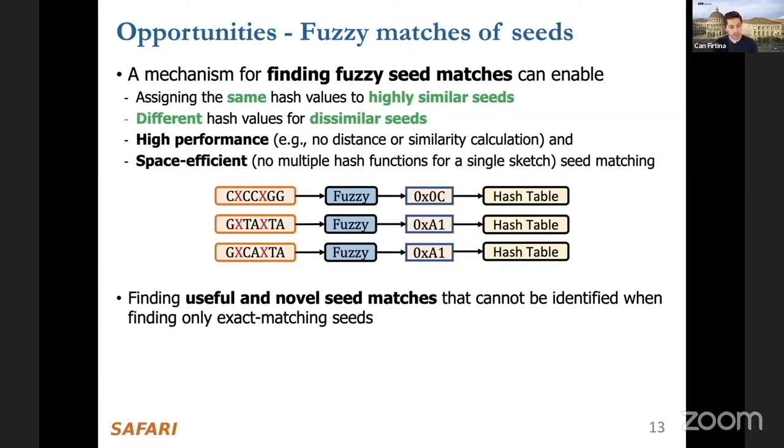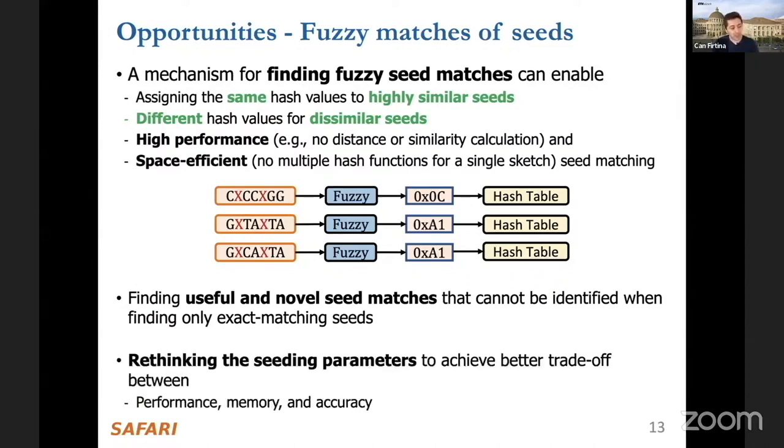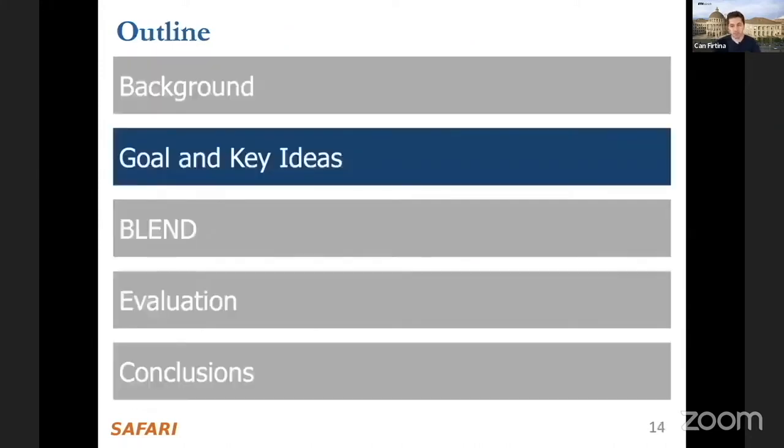So finding useful and novel seed matches that cannot be identified when finding only exact matching seeds can essentially be achieved using this fuzzy seed matching technique. And this also enables us to rethink the seeding parameters to achieve a better trade-off between performance, memory, and accuracy. These seeding parameters would be the k-mer size and window length and many other seeding parameters.